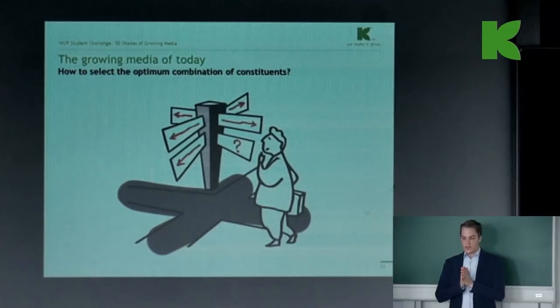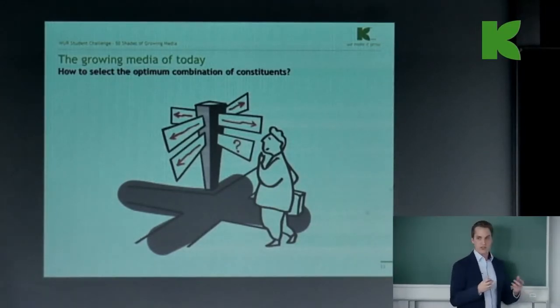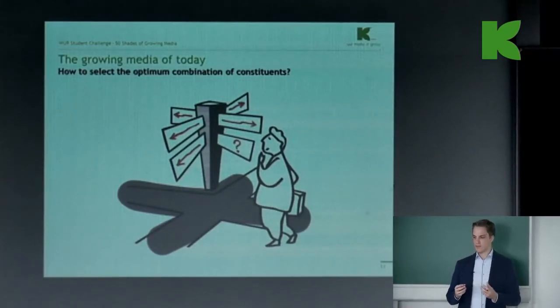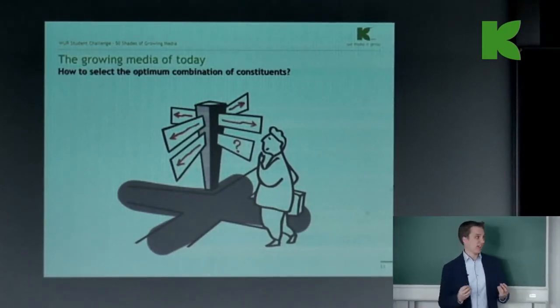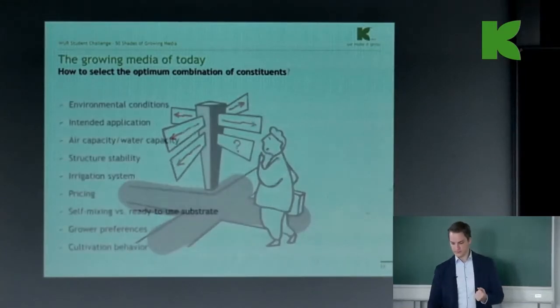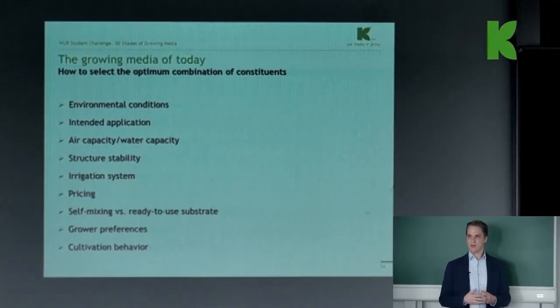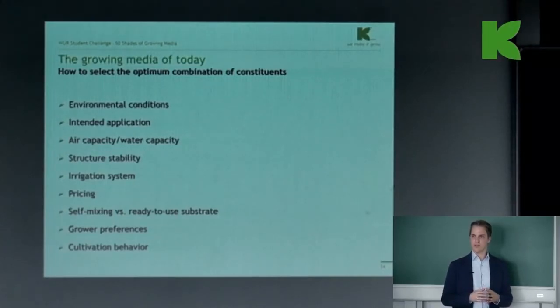Okay, I mentioned already we have a lot of different recipes, even in our company, like 5,000 different combinations of constituents and additives. The question is now, how do we select the optimum combination of constituents for growing media? And this depends on several factors. First factor, environmental conditions at the grower site. Is it in hot climate? Is it in colder climate? This has, of course, a huge impact on the choice of a growing medium.